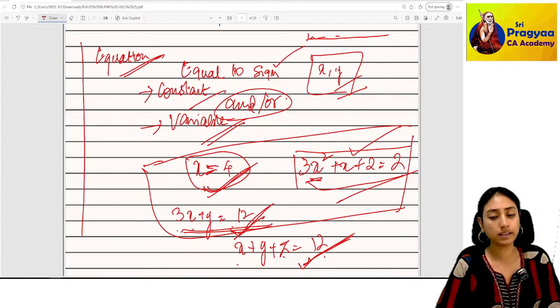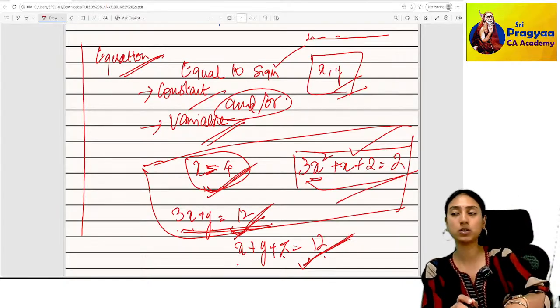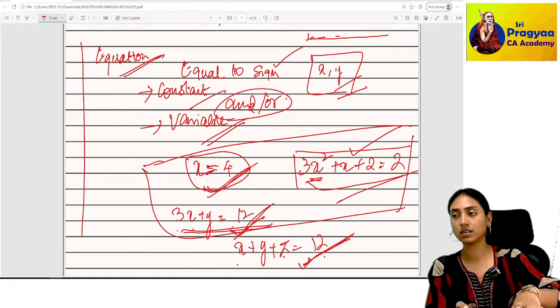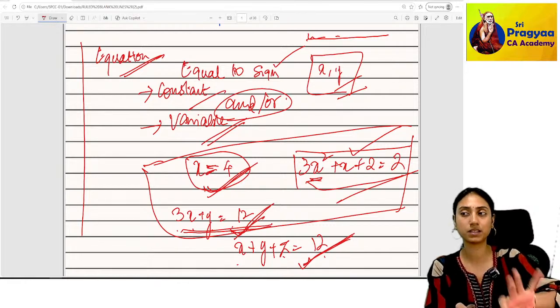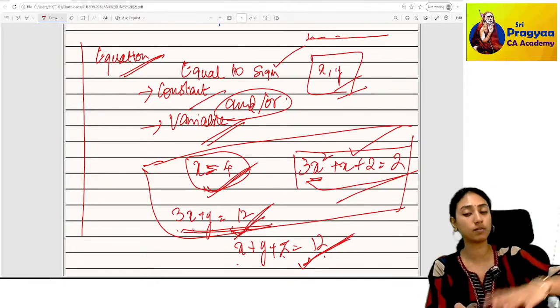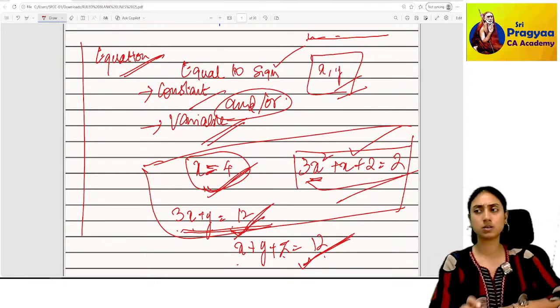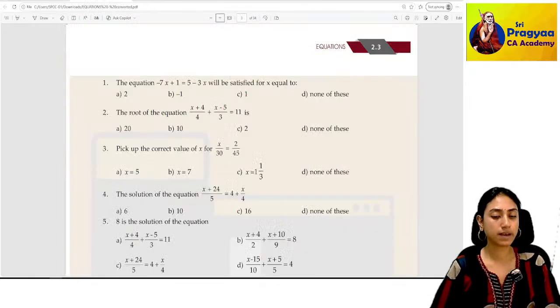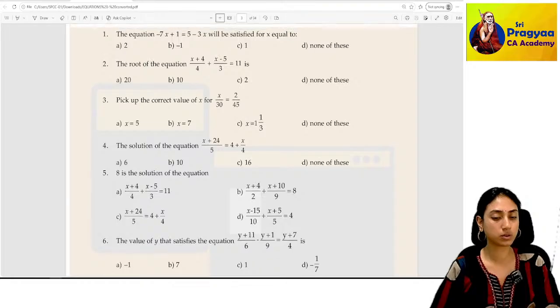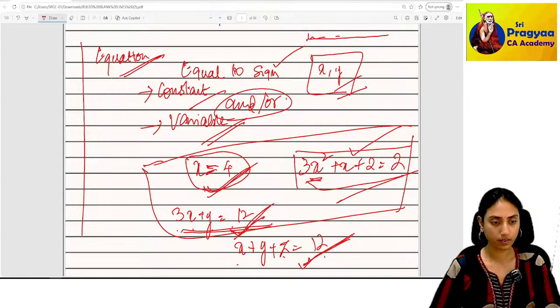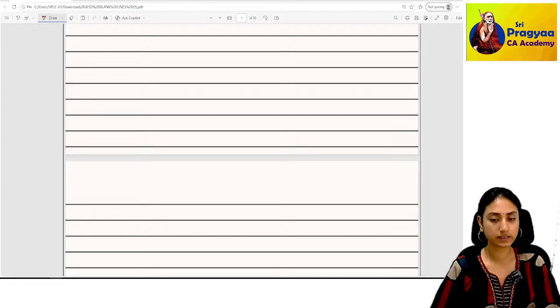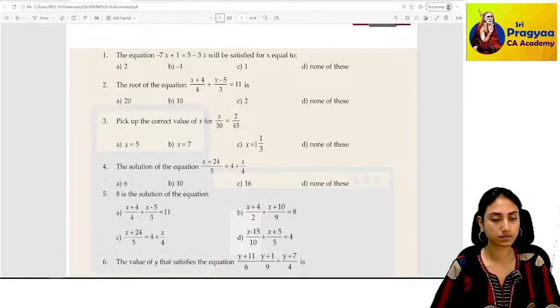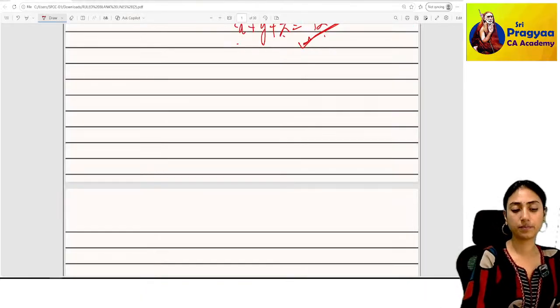So this is the limit to which your syllabus goes. There are a lot more equations, but these are the equations that you have. Okay, so with this background, let's quickly jump into the questions that we have.